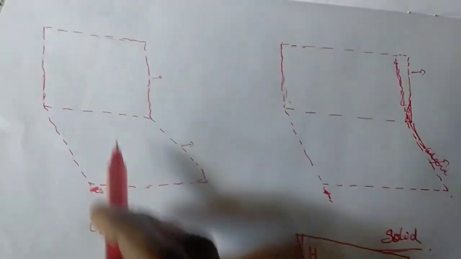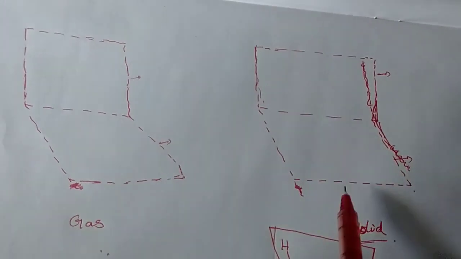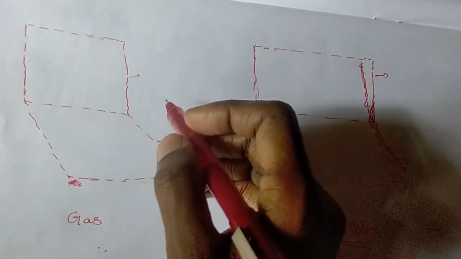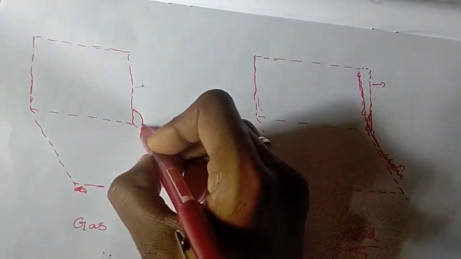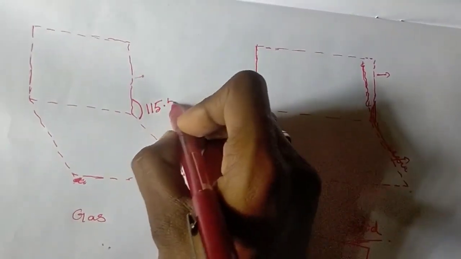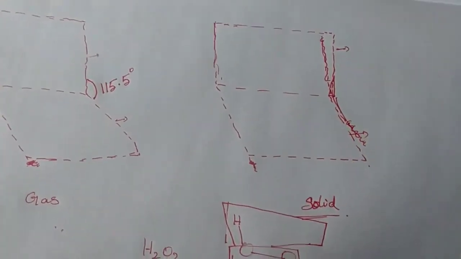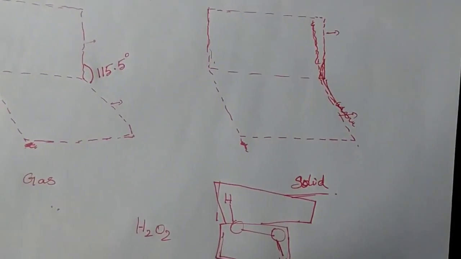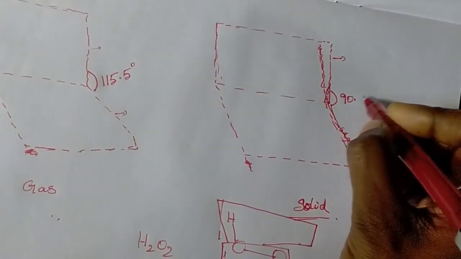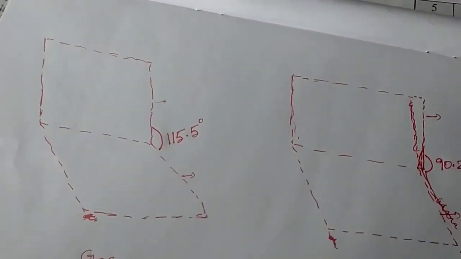See, this is the structure for the gaseous form of hydrogen peroxide. This is the structure for the solid form of hydrogen peroxide. The angle between the two planes in the gaseous form is 115.5 degrees. Here, the angle between the two planes is 90.2 degrees.